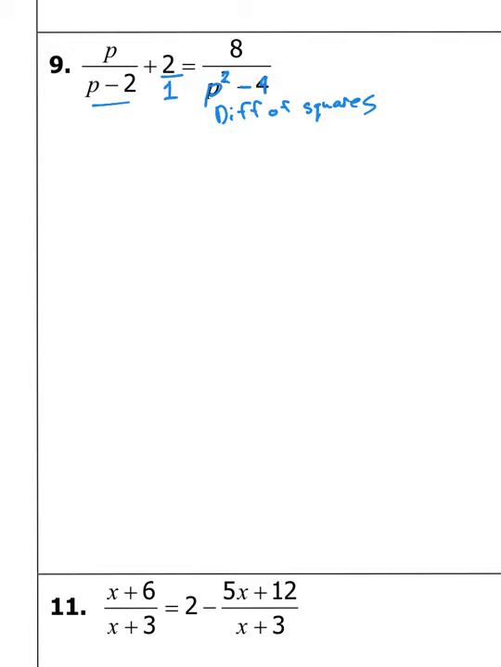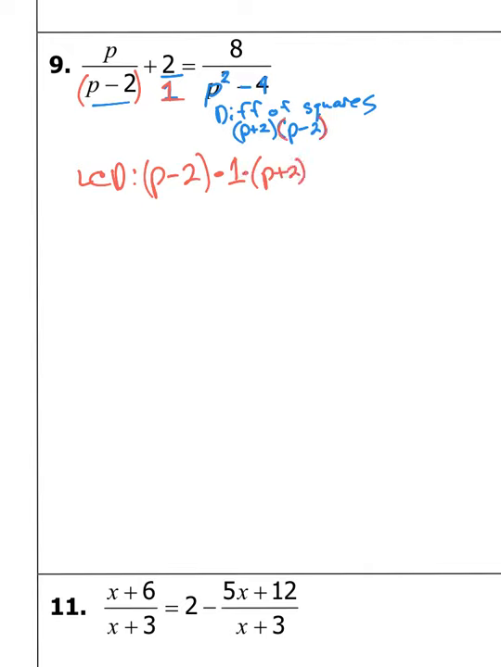So if I'm looking for my LCD, let's list them. I got p minus 2. I got a 1, right? Multiplying by 1. And then this last one, okay? Difference of squares. If it's p squared minus 4, by difference of squares, that would be p plus 2, p minus 2, right? They're both perfect squares separated by subtraction, okay? So if I'm writing my LCD, I would write p plus 2.